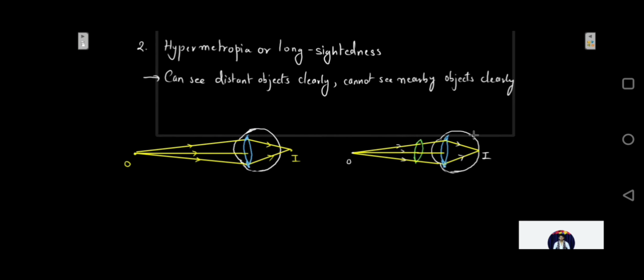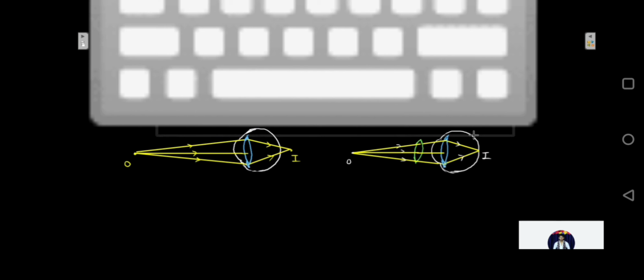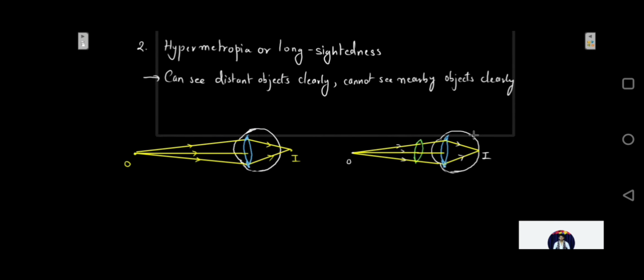So to focus these rays again on the retina, the object has to be moved away from the eyes to a distance greater than 25 centimeter. Since the person is not able to see the object which is kept within 25 centimeter or at 25 centimeter, we have to shift that object, okay, more than 25 centimeter, where he can exactly see that object.